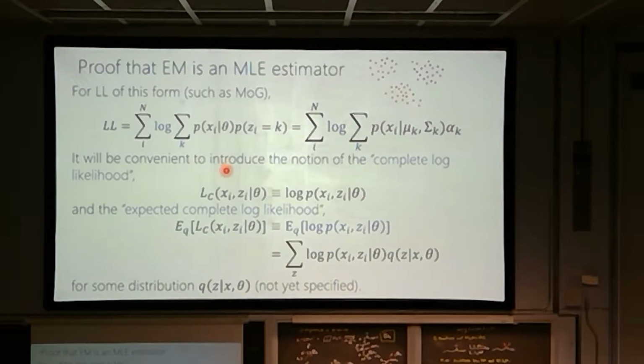Then we introduced this notion of the expected complete log likelihood. The complete log likelihood is basically the likelihood of the data we have and the data we wish we had. That's why we call it complete, because we've completed it by wishing we had the z there. Then we introduce this arbitrary distribution q, which later we're going to set equal to the posterior, but in the derivation we don't know that yet. Right now it's just an arbitrary thing. And the expected complete log likelihood is going to come into the bound that we derive.